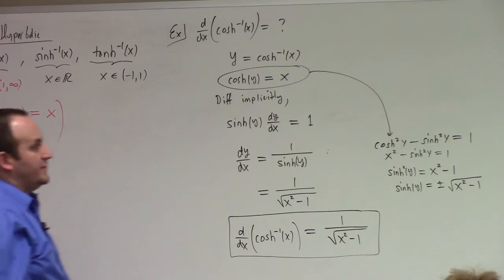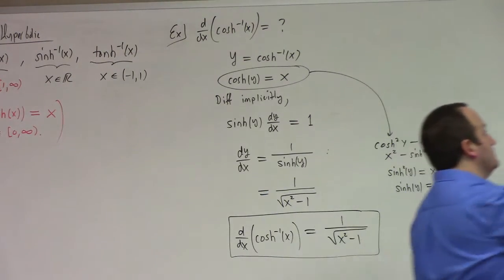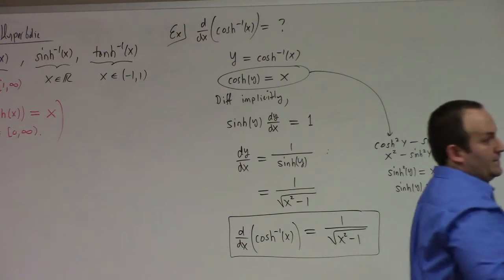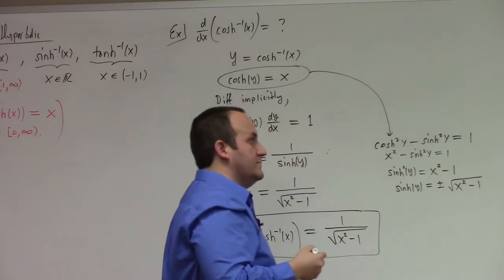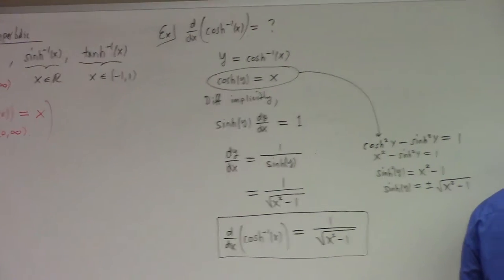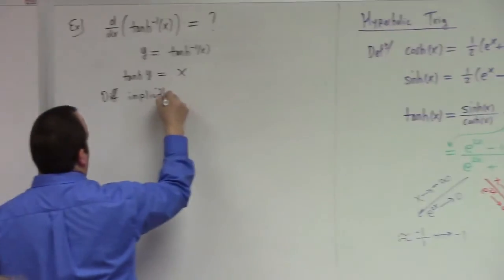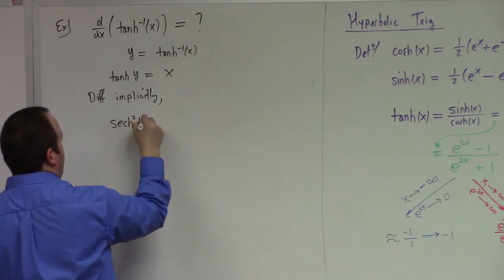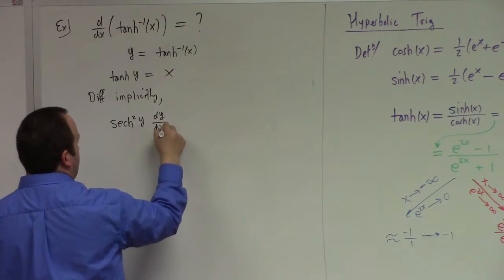So what's my first step over here in the next one? y equals inverse hyperbolic tangent of x. Then I take tanh of both sides. I get tanh of y is equal to x. Now what do? Differentiate implicitly. That's right. Now that gives me hyperbolic secant squared of y times dy dx equals 1.